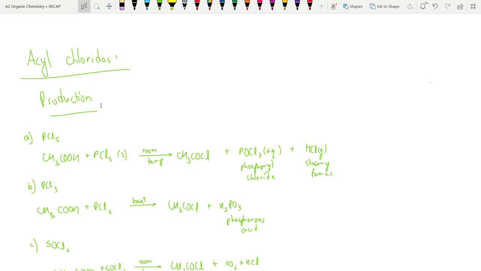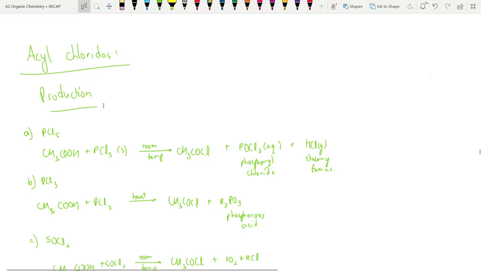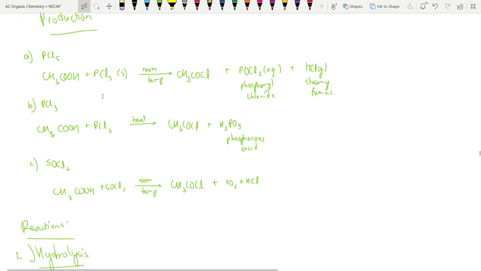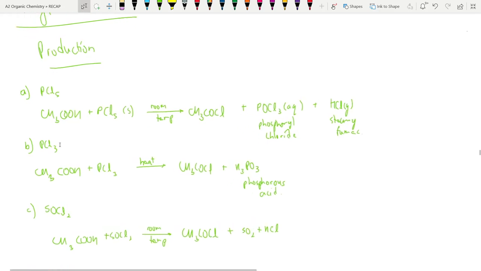Okay. So how do you produce them? I taught you beforehand: by using PCl5, PCl3, or SOCl2 with carboxylic acids. By the way, the first one and third one occur at room temperature, but if you want to use PCl3, you will require heat. Okay, you're going to get phosphorous acid. So they react with PCl5 to get acyl chlorides, right?